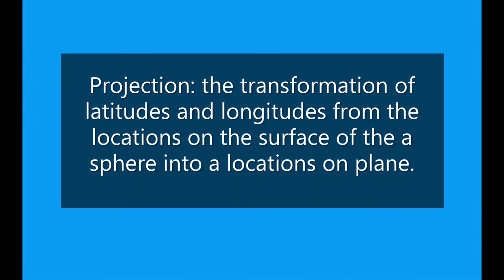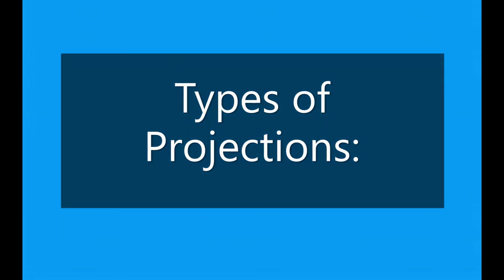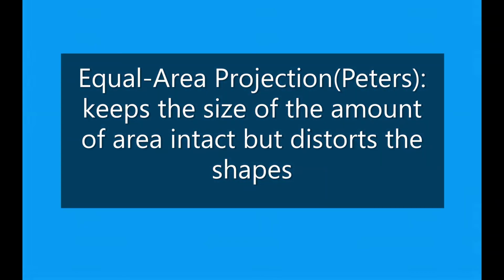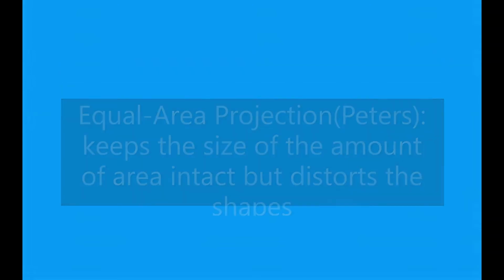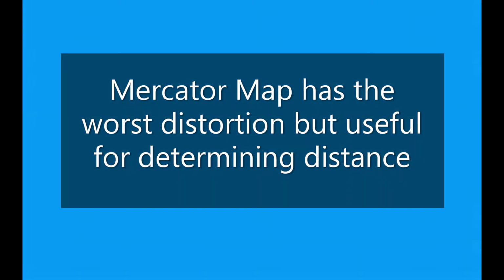Projection, the transformation of latitudes and longitudes from the locations on the surface of the sphere into locations on a plane. Types of projections. Equal area projection keeps the size of the amount or the area intact but distorts the shapes. Mercator map has the worst distortion but is useful for determining distance.